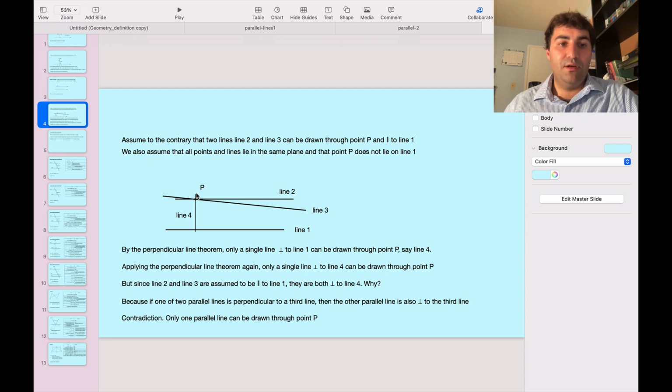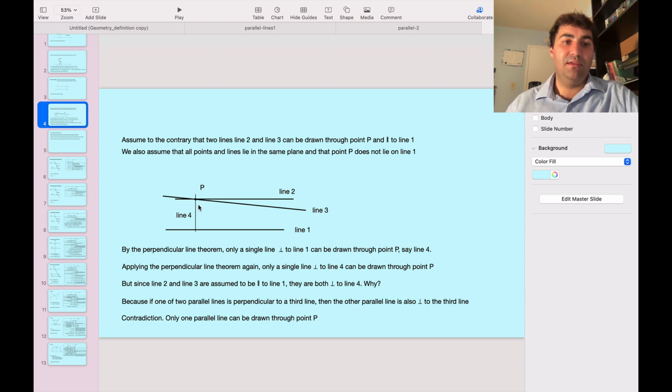But we know, I think I went over this in my last video, that if two lines are parallel and one of them is perpendicular to a line, then the other one is also perpendicular, right? So what this means is that because line 2 and line 3 are assumed to be parallel to line 1, line 2 would be perpendicular to line 4, and line 3 would also be perpendicular to line 4, right?